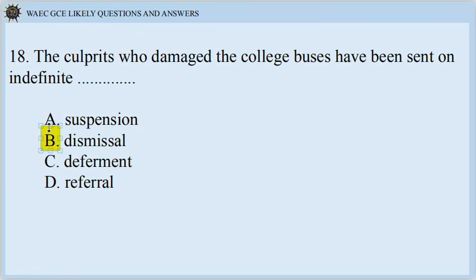Dismissal means permanent removal. It could be from school or from a job. Permanent removal. Someone is dismissed. Deferment in option C means postponement. The act of postponing a particular program or activity to a later date. Referral in option D means directing someone elsewhere. Since the word indefinite in the question suggests temporary but unspecific duration of time, it is not going to be forever, but then we do not know how long it's going to be. Then suspension is the most appropriate. The culprits who damaged the college buses have been sent on indefinite suspension.